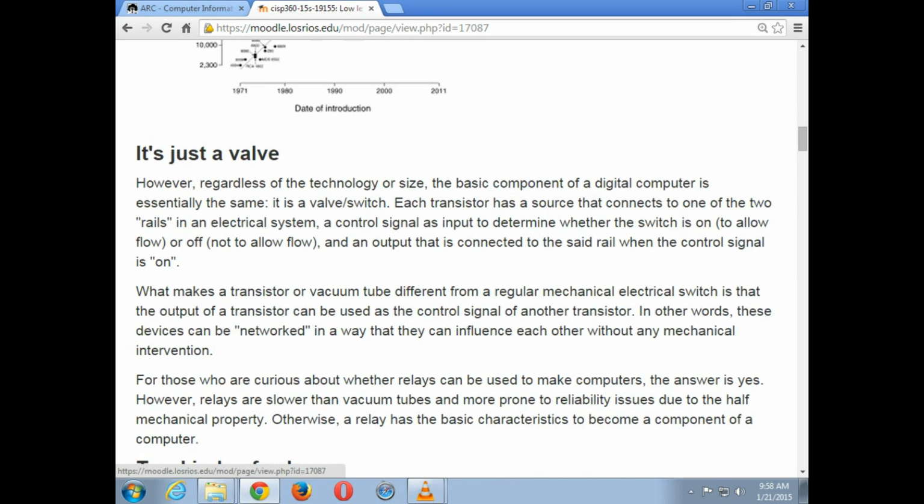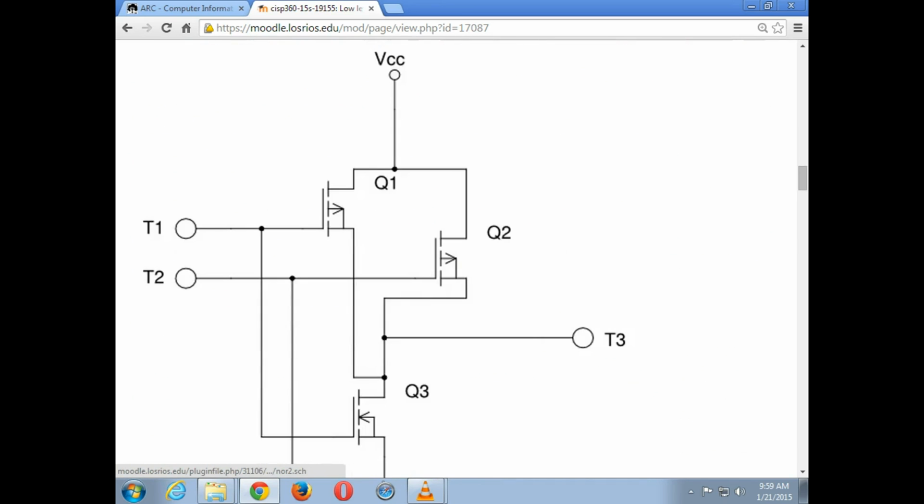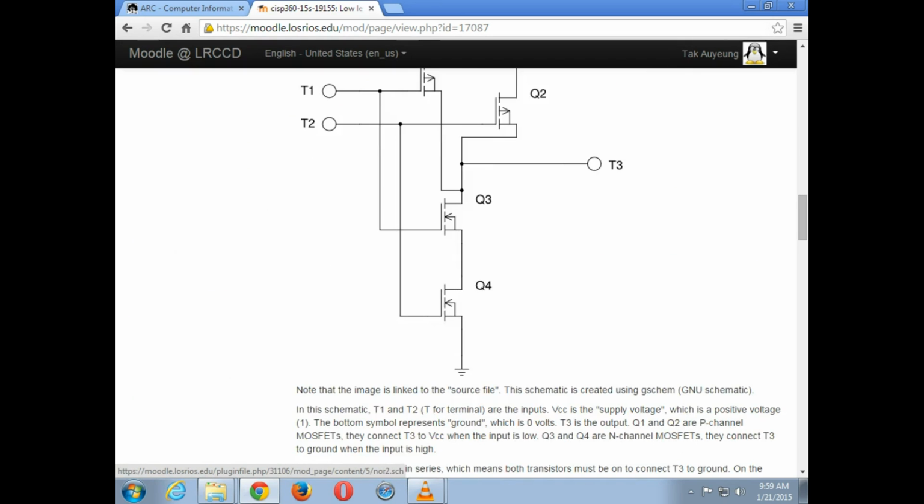But regardless of the size and how many we can pack, each transistor is really just a valve. It is a switch. Okay, you give it a control signal, and you can use it to control: is this switch closed or is it open? I'm gonna skip this part here until we get to this picture.